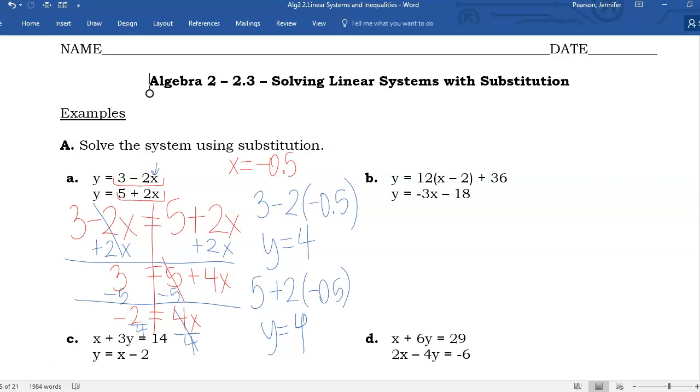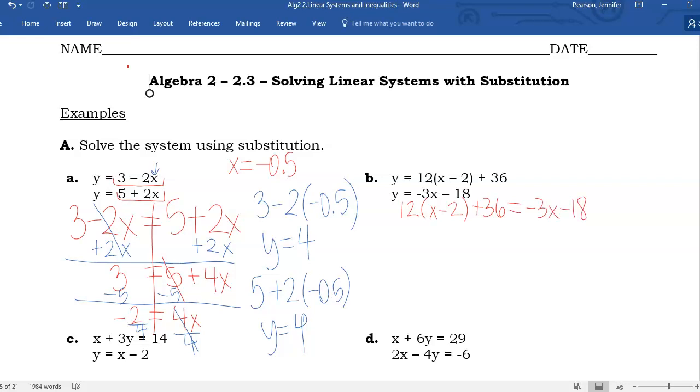Another example, this time using a slope-intercept and a point slope. I'm going to try to write a little smaller this time, but again, if you have a y equals and a y equals, we can set them equal to each other. So that is 12(x minus 2) plus 36 equals negative 3x minus 18.